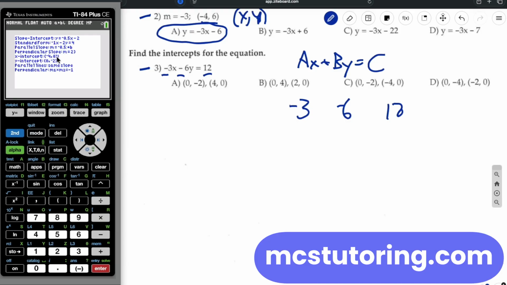-4, 0, and the y-intercept is 0, -2. Let's see. Okay. Oh, and 0. I was like, where is it? Okay, it's just not the same order I have. They just put the 0, -2 first.